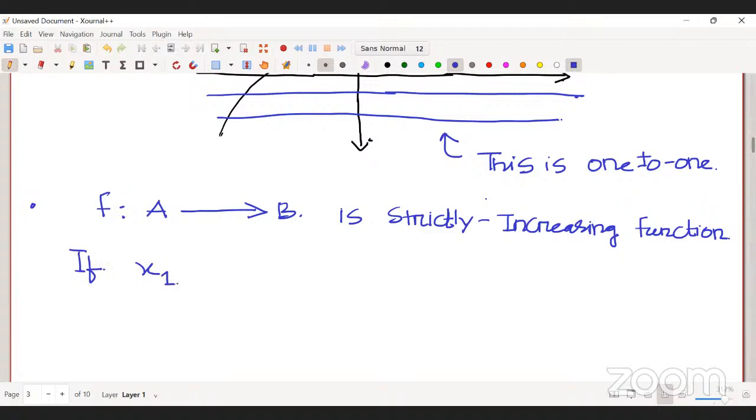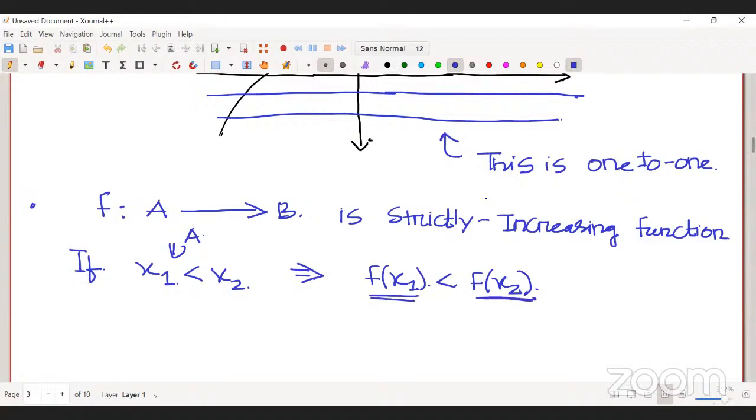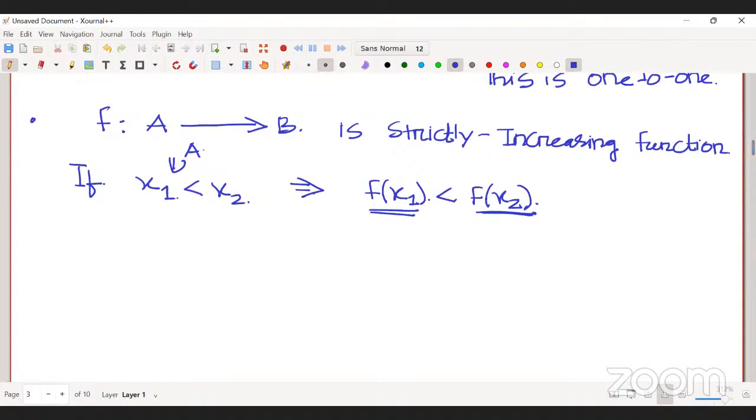f is a strictly increasing function if I take two elements in the domain of the function such that x1 is less than x2. Given two inputs x1 and x2 with the condition that x1 is less than x2, this should imply that f of x1 is strictly less than f of x2. That means f preserves the order. If I take two elements, whatever order they have, f of x1 and f of x2 have the same order.